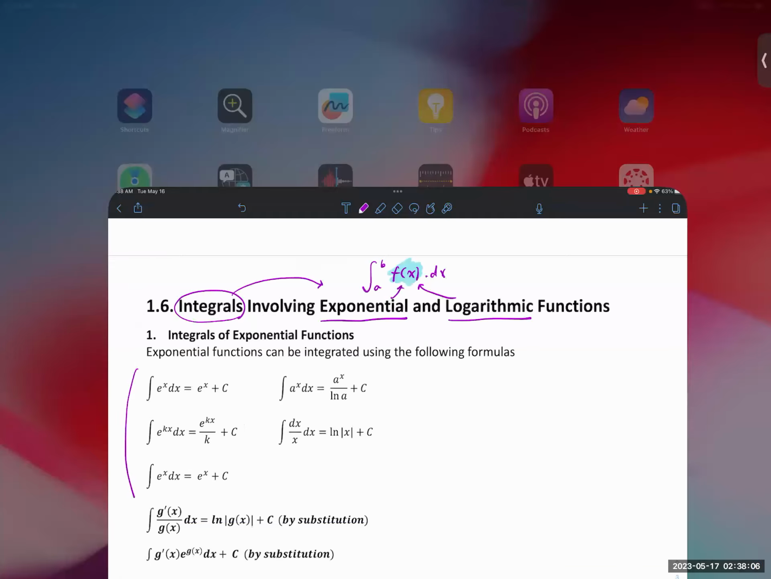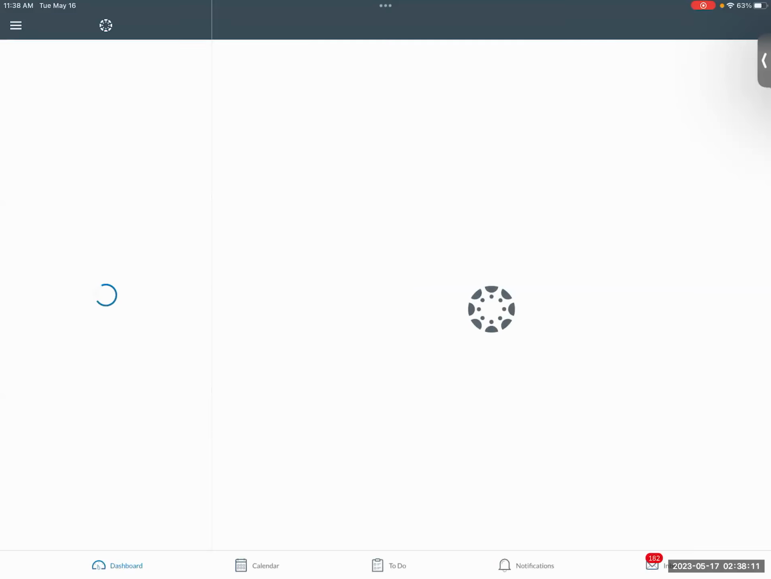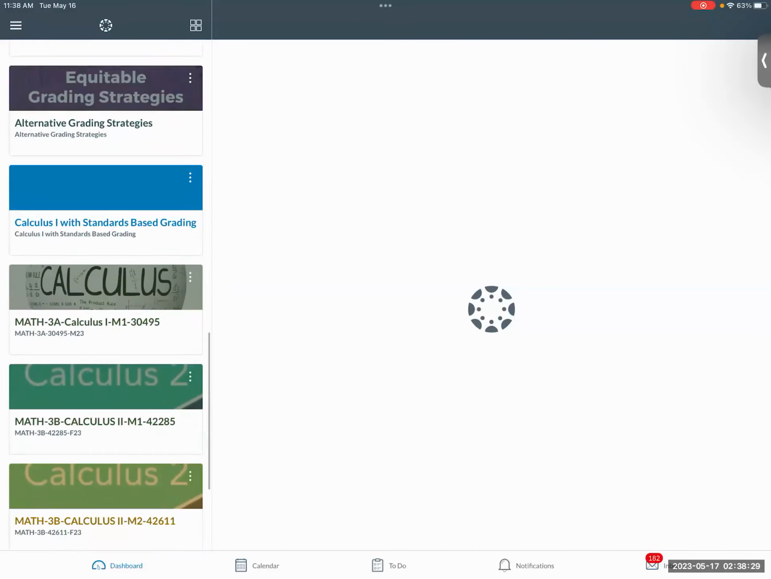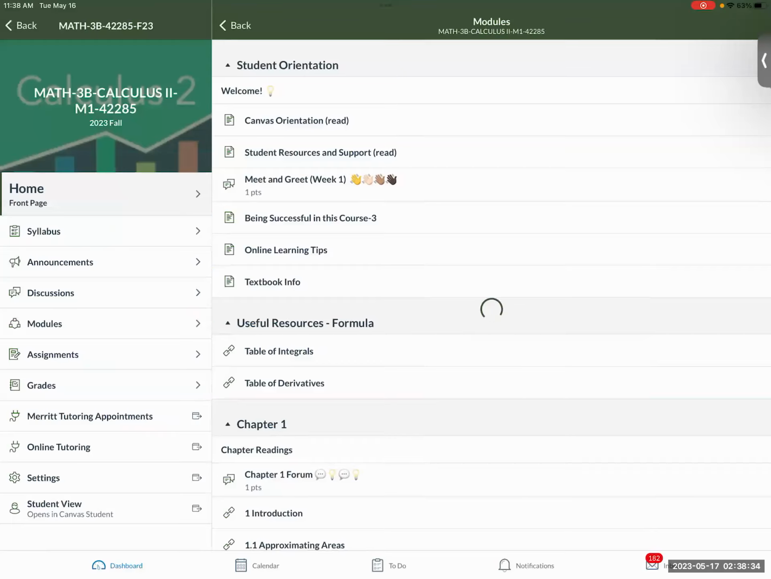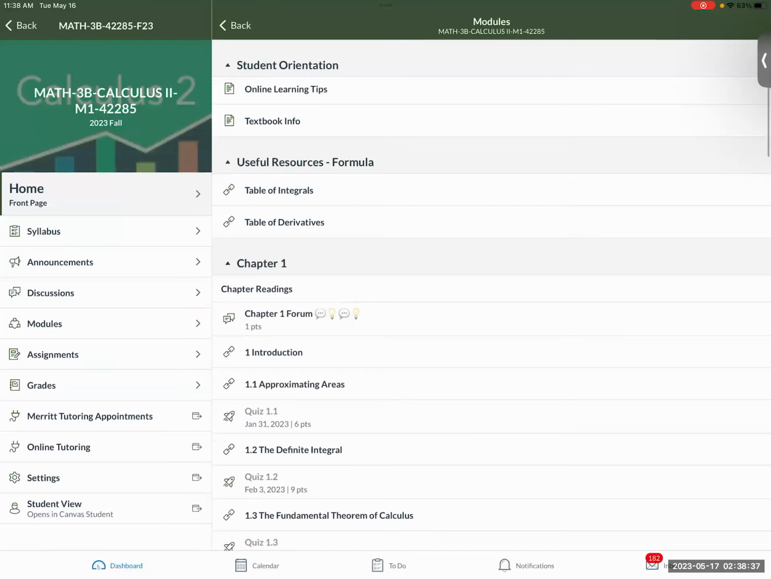Let me just go to the Canvas shell quickly. Let me go back to our Canvas shell main page. You can take a look at all the information in our Canvas. Hold on a second, it's a little bit slower. Okay, now it's getting better. This is our Calculus 2. If you click Module, as I mentioned, there are the table of integrals and table of derivatives. This is kind of your Bible.